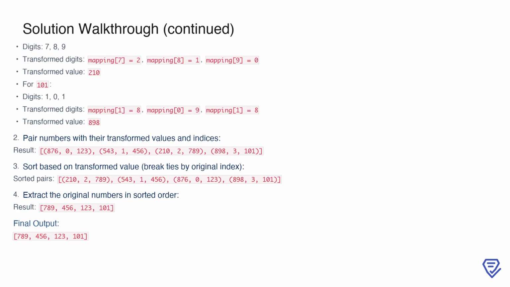Next, we sort these pairs based on the transformed values, resolving any ties using the original indices. After sorting, the list becomes 210, 2, 789, 543, 1, 456, 876, 0, 123, 898, 3, 101. Extracting the original numbers from this sorted list gives us the final output, 789, 456, 123, 101. This demonstrates how the algorithm handles cases with varying transformed values while preserving stability in the sorting process.